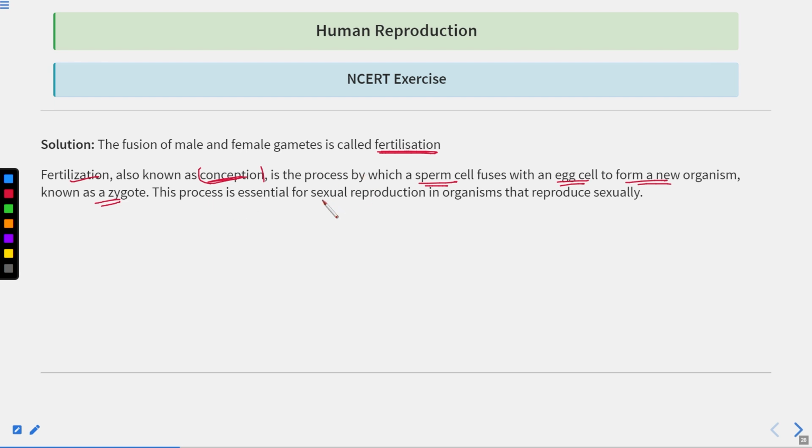Now this process is essential for sexual reproduction in organisms that reproduce sexually. We have already discussed the characteristics of sexual reproduction. The first was that two parents are involved, and then the formation of two kinds of gametes, male and female gametes, that fuse with each other to form the zygote. Okay, clear?